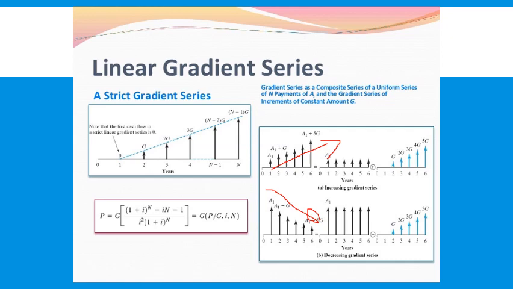In both cases, the increase or the decrease is by a uniform amount, which is termed as arithmetic gradient. These are the cases of arithmetic gradient, not geometric gradient. There is another form called geometric gradient, which is not discussed here. Here we discuss only the case of arithmetic gradient. That means the gradient amount G is uniform. So A1 plus G, A1 plus 2G, A1 plus 3G, and it happens like that. Similarly, if it is decreasing, A1 minus G, A1 minus 2G, A1 minus 3G, and so on.